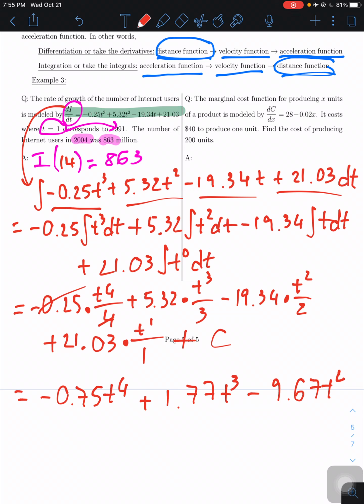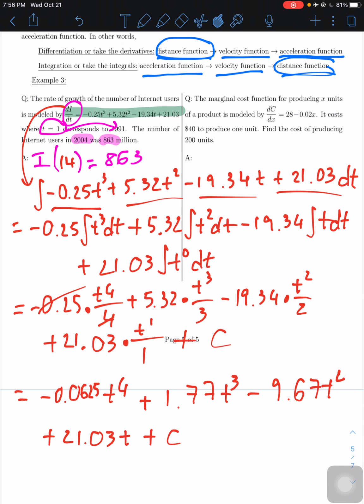And then, okay, I think this number is wrong too, so let me double check really quick. I'm going to do 0.25 divided by 4. That is, okay, this is an ugly number. 0.0625. Okay. Usually I do it to 2 decimal places, but if you want to be more accurate, you can go for more decimal places. Okay, and then this one is 21.03 t and then plus c, right?